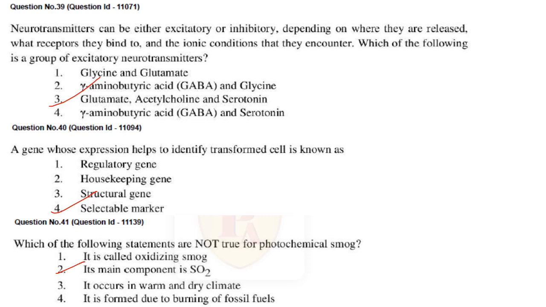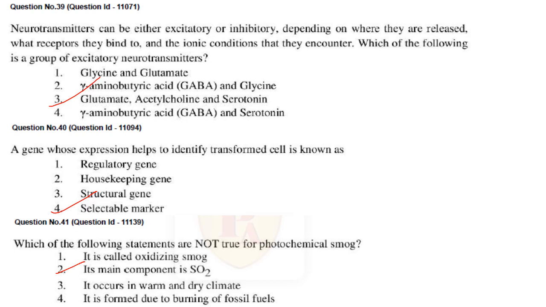The next one. A gene whose expression helps to identify transformed cells is known as. So it is called selectable marker gene. Answer is option 4. Then which of the following statements are not true for photochemical smoke?